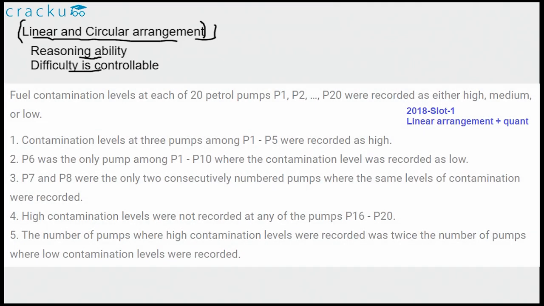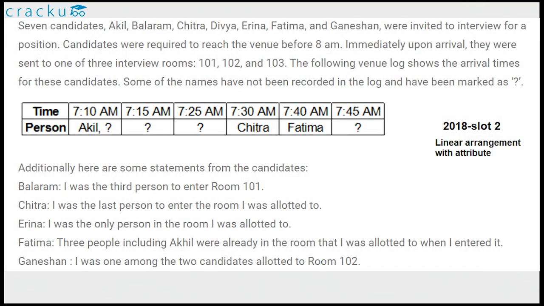If you look at the CAT papers of the last 2 years, in CAT 2018 slot 1, we saw a linear arrangement with quantitative conditions. The petrol pump question, where they had some quantitative conditions. In slot 2, we saw a linear arrangement with attribute. This is a very common type of variation where, in this case, the specific time is the attribute.